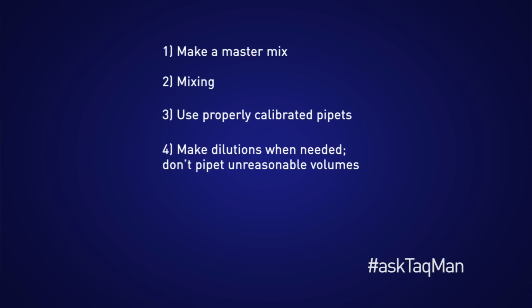Don't pipette unreasonably small volumes under 2 microliters. For example, instead of pipetting 1 microliter, make a 1 to 10 dilution and then pipette 10 microliters of master mix. 5. Spin down the plate before running. After mixing and sealing the plate or tubes, spin down to make sure everything has gathered to the bottom of the wells. Check to make sure there are no bubbles on the bottom of the wells either.